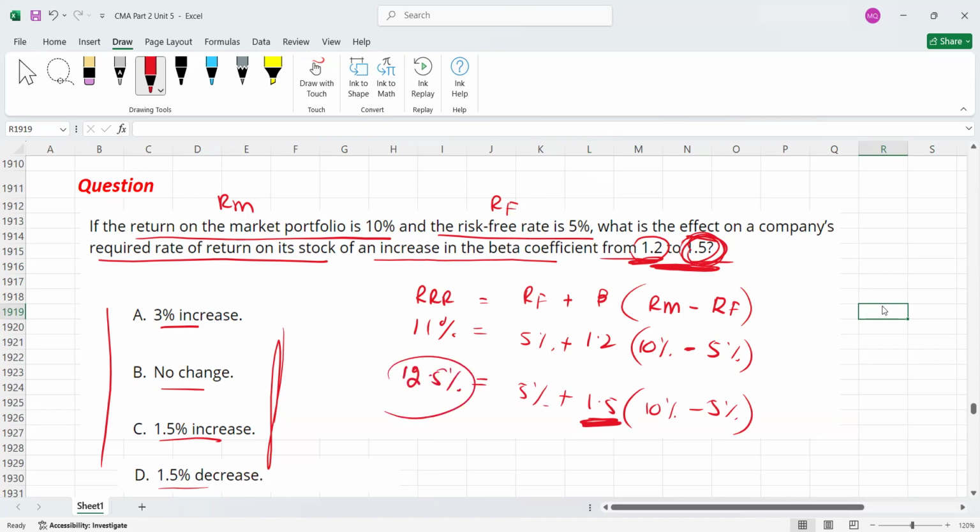You can see the required rate of return has increased as beta moves from 1.2 to 1.5. By how much? What is the change in percent? The increase is 1.5%. Obviously, the return has increased because risk has increased, right? So the required rate of return should also increase by 1.5%. So C is the correct option. Is that clear, guys? I hope it is clear.